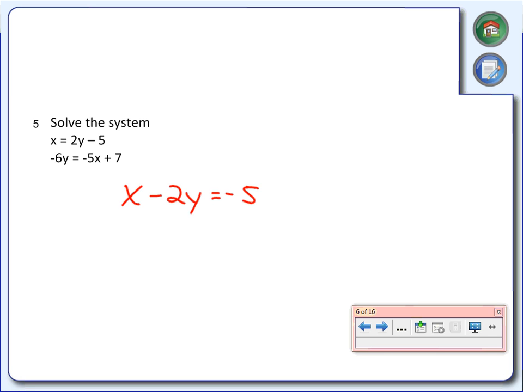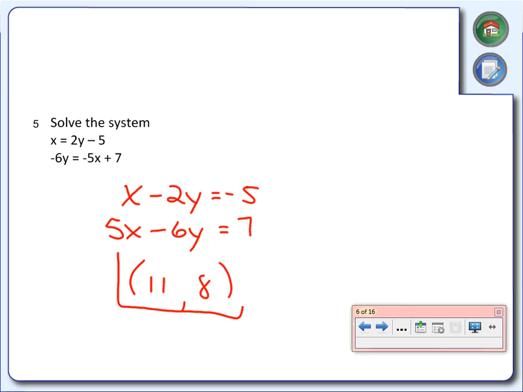Do the same thing with the second equation. Move that negative 5x to the other side, giving us 5x minus 6y equals 7. There it is in standard form. From here, I go ahead and use my matrix button to get my solution. So, what was the solution when you put that in your matrix? 11, 8. 11 is the x, 8 is the y. So that's the ordered pair that I'm looking for. Again, guys, on the test, you will have multiple choice. So you would find the one that has the choice 11, 8.